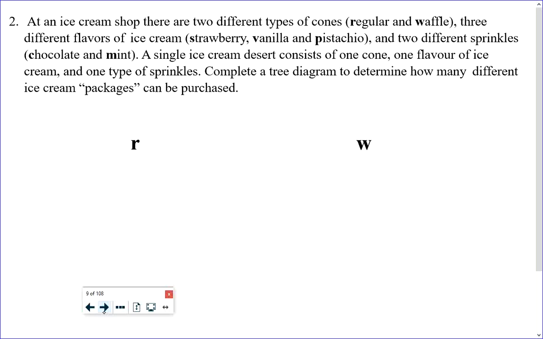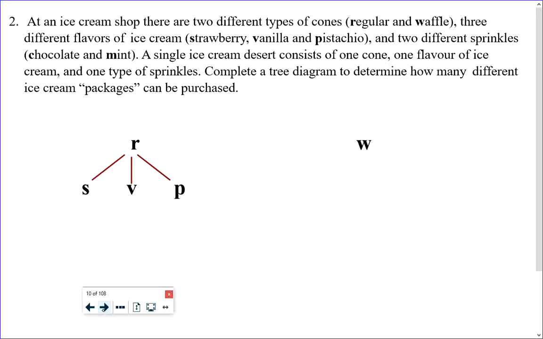The R stands for a regular cone and the W stands for a waffle cone. These are your 2 options to begin with, your 2 choices. Not 2 choices, your 1 choice with 2 options. And if you choose on one particular day that you want to get a regular cone, you have another choice to make. You can choose to put strawberry ice cream in that regular cone, vanilla ice cream in that regular cone, or pistachio ice cream in that regular cone.